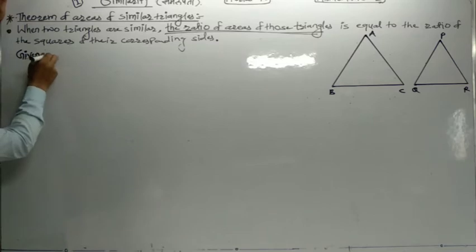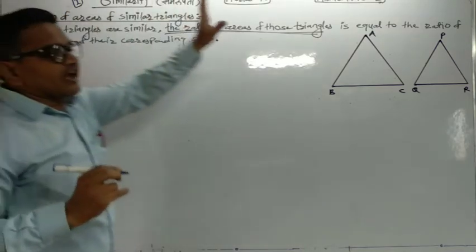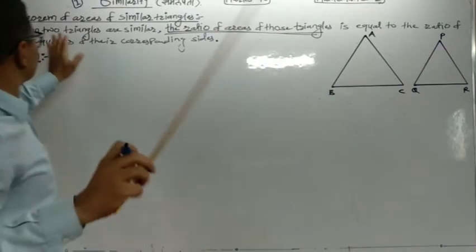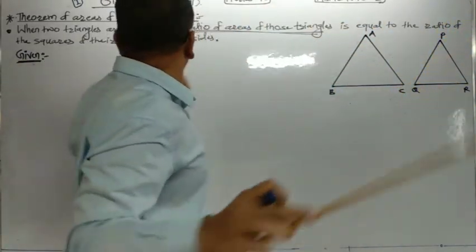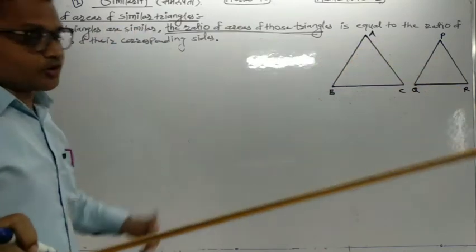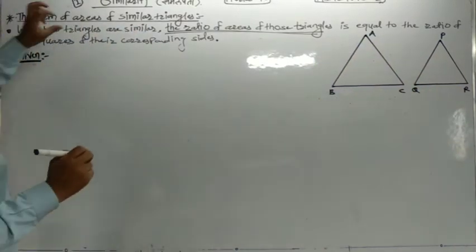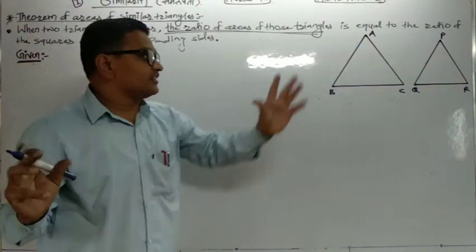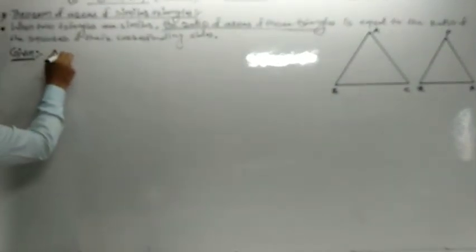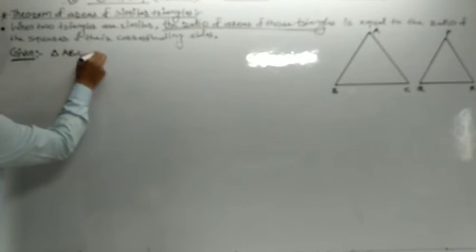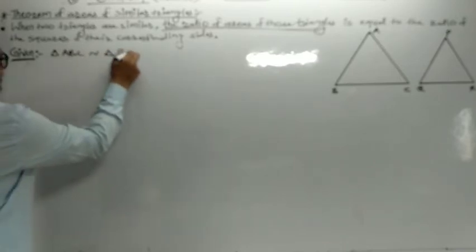What is given here? These two triangles are similar. When two triangles are similar, then the ratio of areas of those triangles is equal to the ratio of squares of their corresponding sides. Here the only information we have is that the two triangles are similar. Now I am going to write here: triangle ABC is similar to triangle PQR.